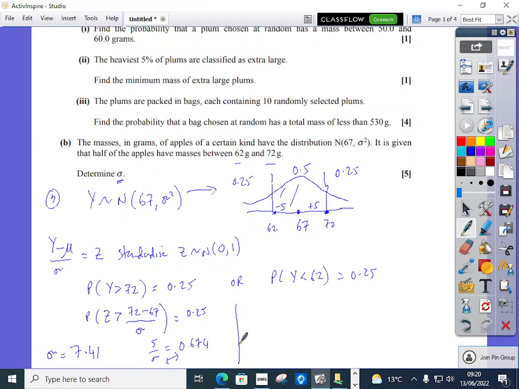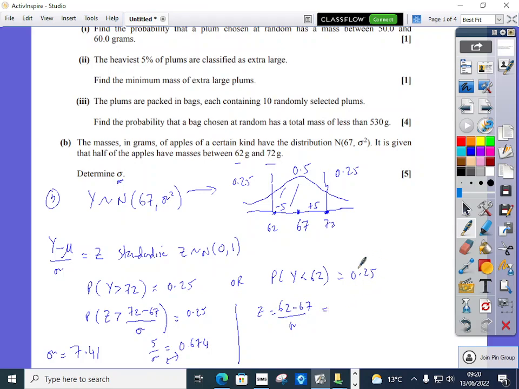Now you don't need to do this again. I said with or, but I'm going to take you through this just to convince you that it works both ways, but don't do both ways in the exam. Can you do the same thing here, please? But this time, this value would be 62 minus 67. So that's the z value, what you've got to get here, divided by sigma.